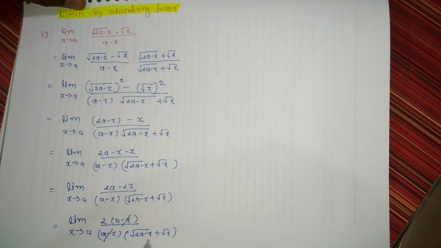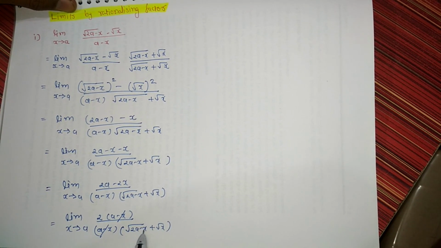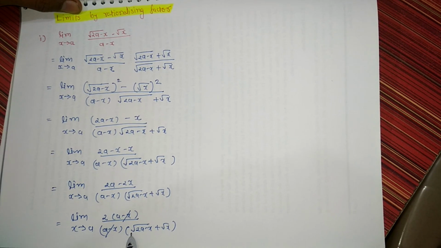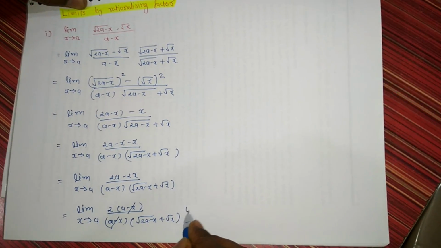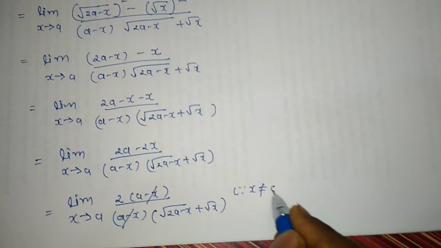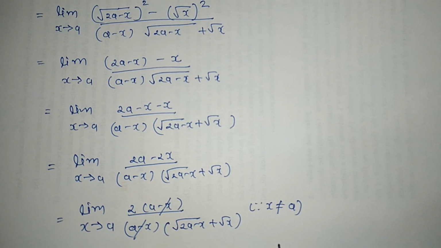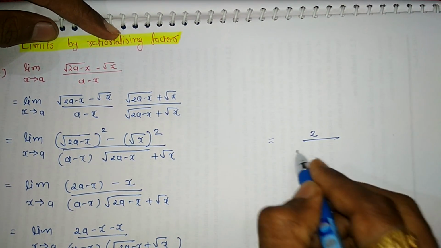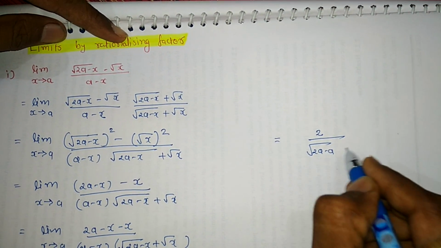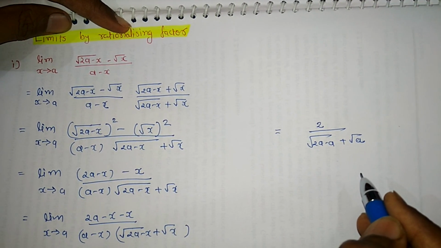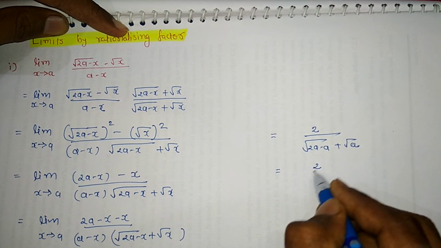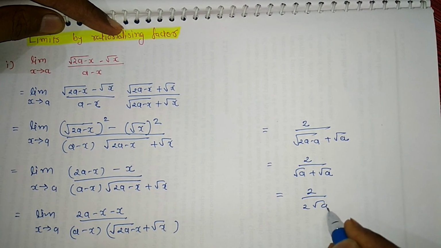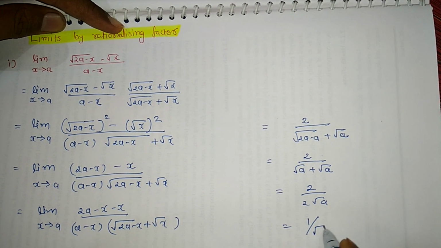Now if you will put limit here, it will be root 2a minus a plus root a, right? So in the numerator and denominator you will not get 0. So now you can put limit. Whenever you are putting limit, you need to write x is not equals to a, but x tends to a means x is nearer to a. So here if you will put limit, it will be 2 by root 2a minus a plus root a. Instead of x you can write a. So 2 by root a plus root a. So this will be 2 by 2 root a. So answer will be, 2 will get cancelled out, 1 upon root a.